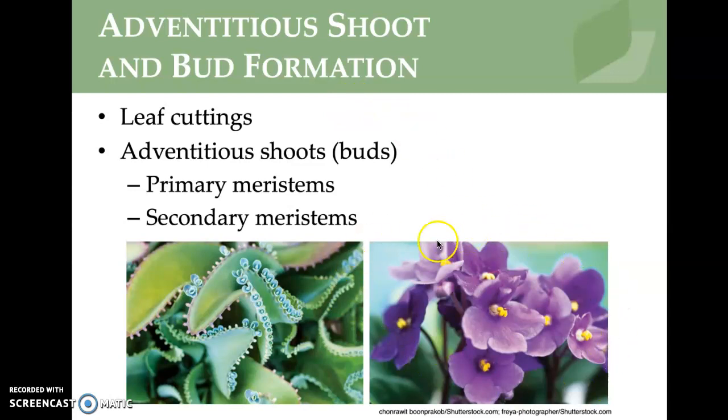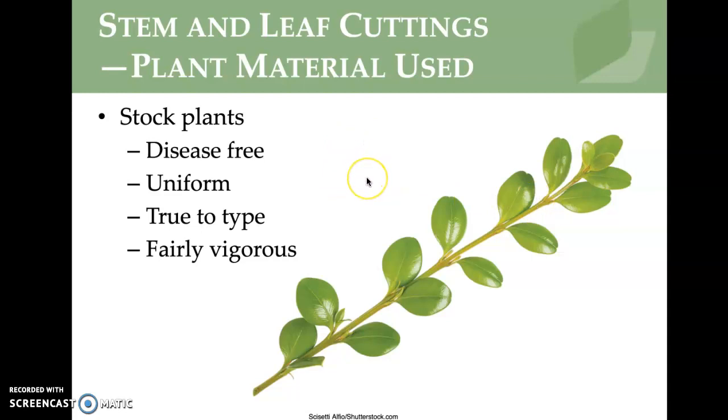And this is actually an African violet. That's a really good one for leaf cutting. So, stem and leaf cuttings, plant material used. You have stock plants, which should be disease-free, uniform, true to type, and fairly vigorous. So you want some healthy, what they call stock plants.